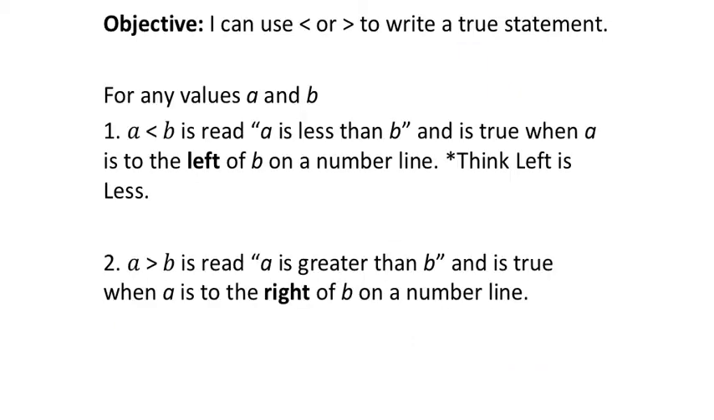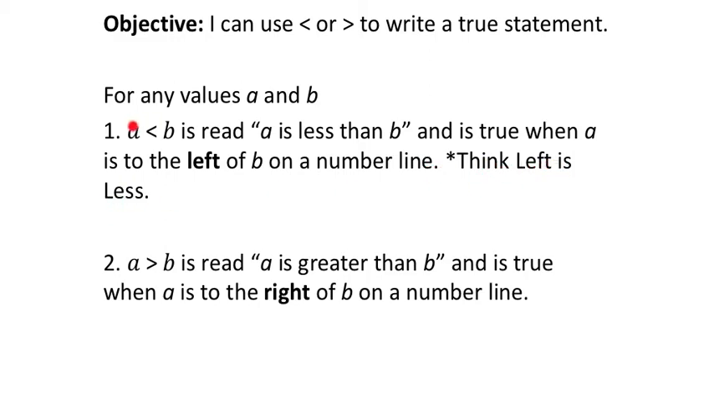So here's the objective I can use on this part anyways. I can use the less than symbol in the first one, or greater than symbol to write a true statement. Again, it reads as less than or greater than, so it should make sense when you're reading these. Of course, when we're using A and B, these would be values. So this would say A is less than B. Of course, A is less than B, whatever number it is less than whatever the other number is. And it is true when A is to the left of B on the number line. Think left is less.